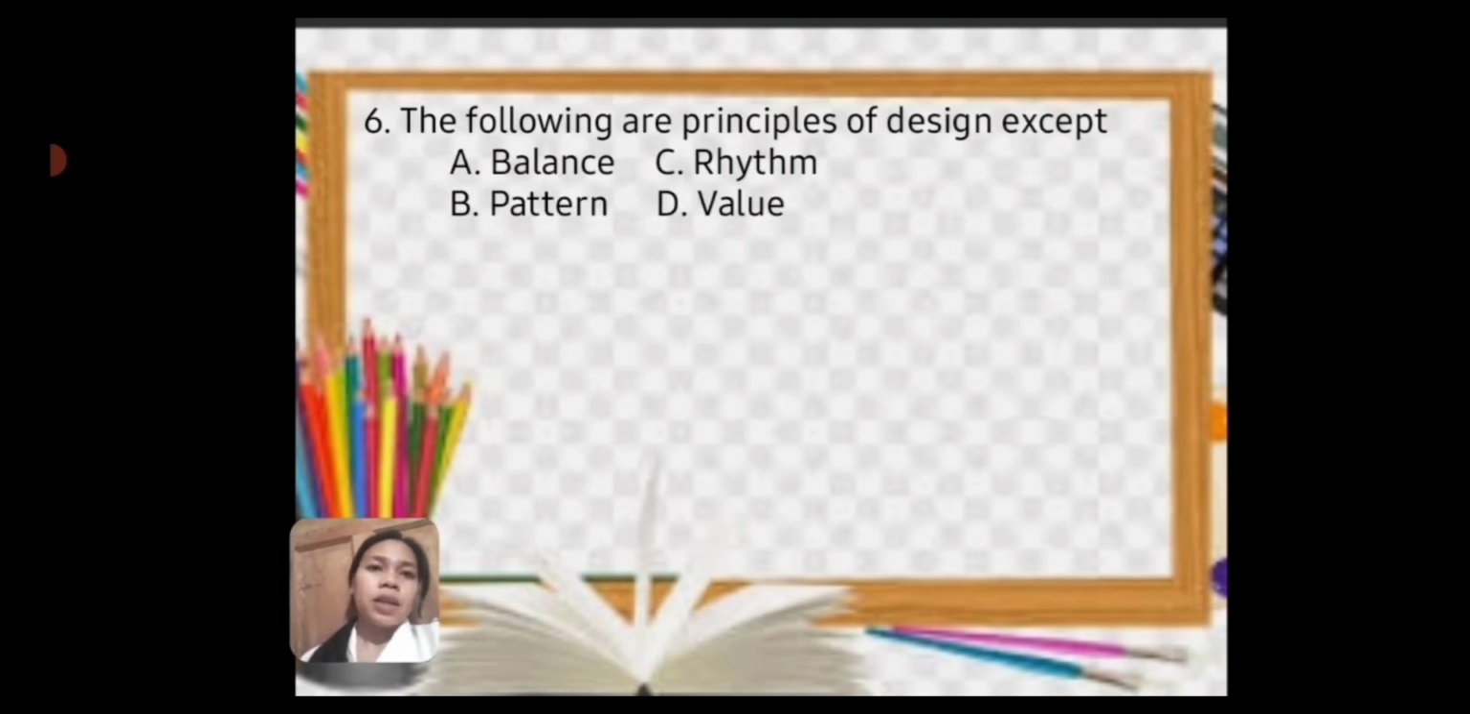Number 6, the following are principles of design except letter A, balance. Letter B, pattern. Letter C, rhythm. Letter D, value. So, the answer for this is letter D, value, since value is not part of the principles of design.